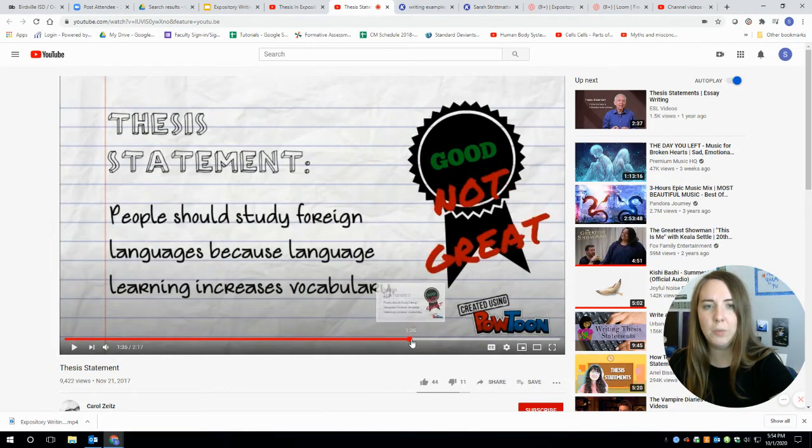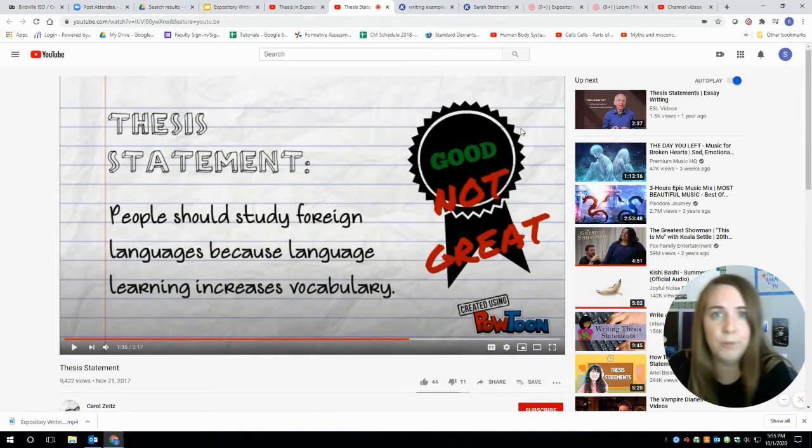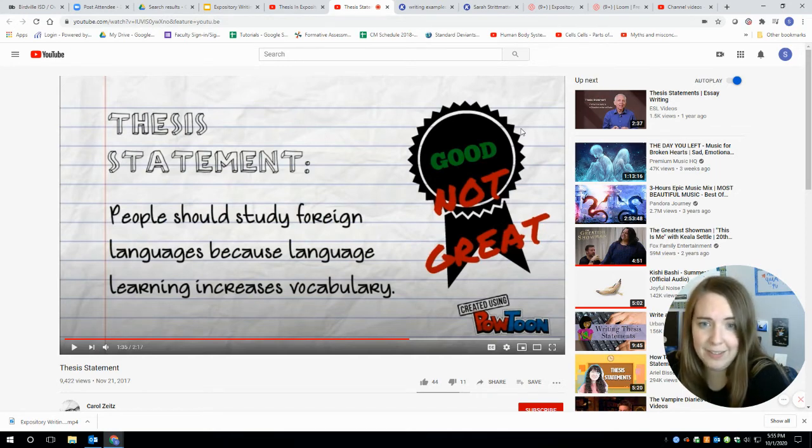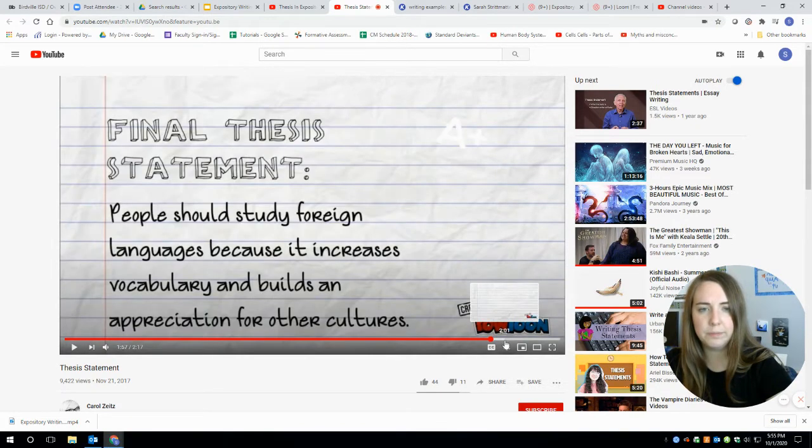The problem is, while that's an okay thesis, it's not great. The reason is because you only provided one reason. If you really want us to believe you and be on your side that, yeah, it's important for people to study foreign languages, you need to give us more reasons than just one. So check this out. By adding one more reason, your thesis gets stronger. So you want to have at least 2 reasons to support your thesis.